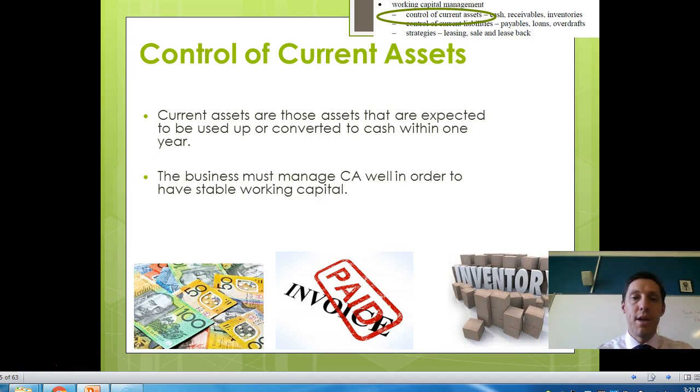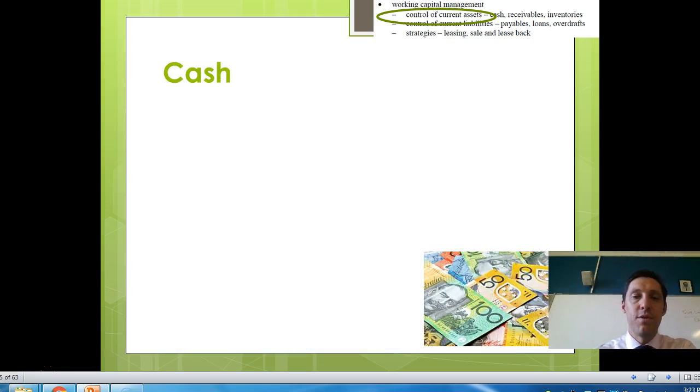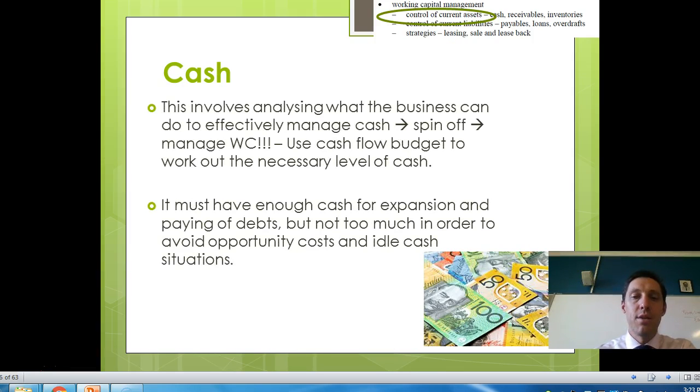So we know what our current assets are expected to be converted to cash within 12 months. And as we've said before, the business really must ensure that it's effectively managing its current assets to ensure it has stable working capital. And that'll help the business run its business on a day-to-day basis. So controlling your current assets, which is what we're looking at here, is all about managing your cash, your receivables, and your inventories. So managing your cash, analysing what the business can do to effectively manage cash, thinking about how it can do that, if that's through budgeting, a cash flow budget.